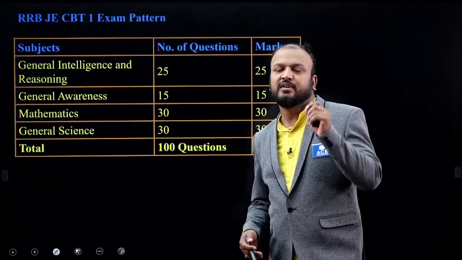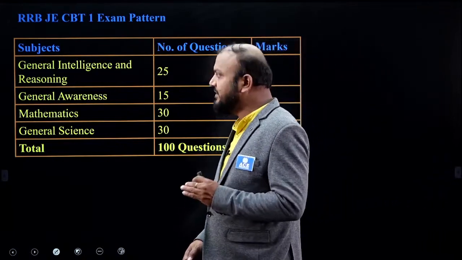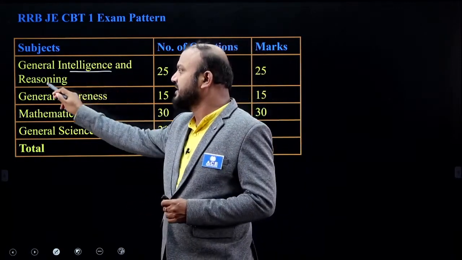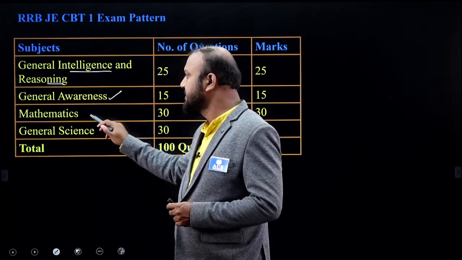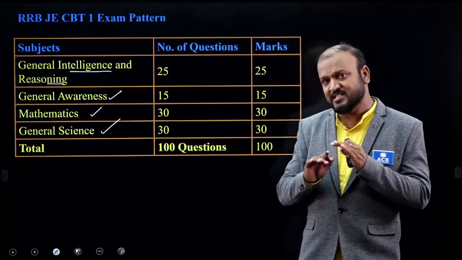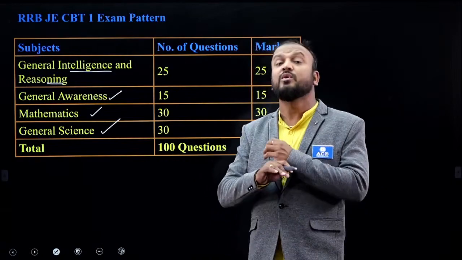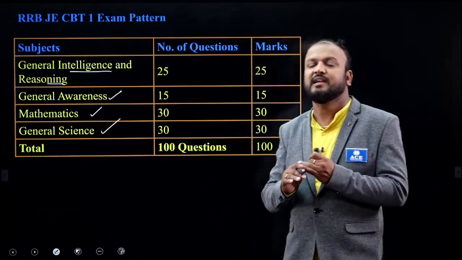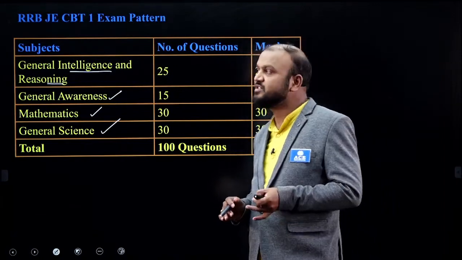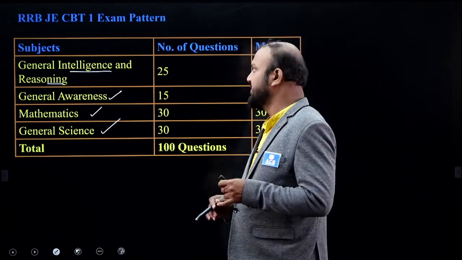And coming to the pattern of the exam, RRB JE CBT1 will have 4 topics: general intelligence and reasoning, general awareness, mathematics, and general science. It is completely a general paper, not specific to any stream. This CBT1 paper is common to all streams, so even an electronics, mechanical, civil or computer science engineer has to qualify for the CBT1 exam. CBT1 is a general paper.